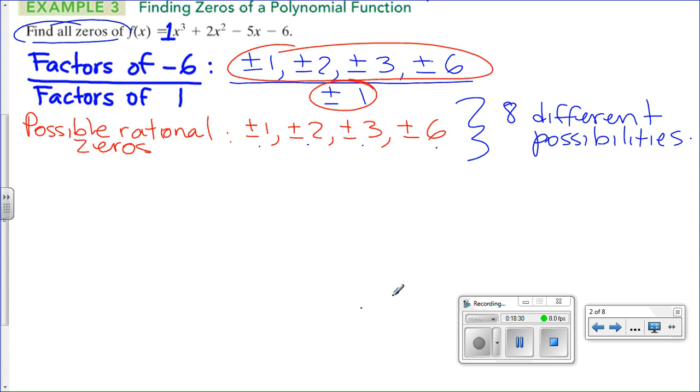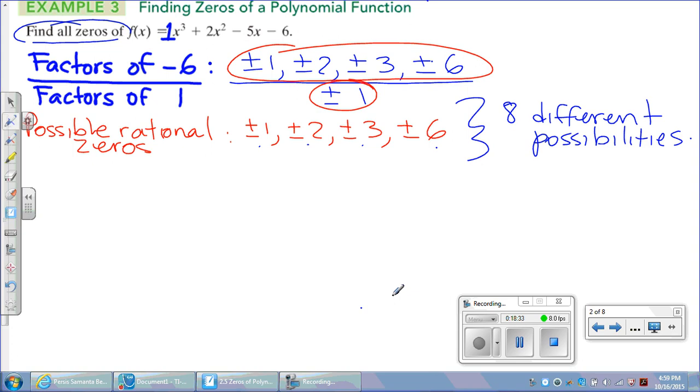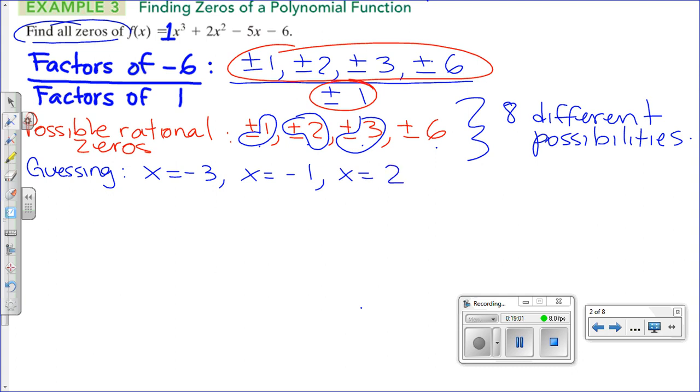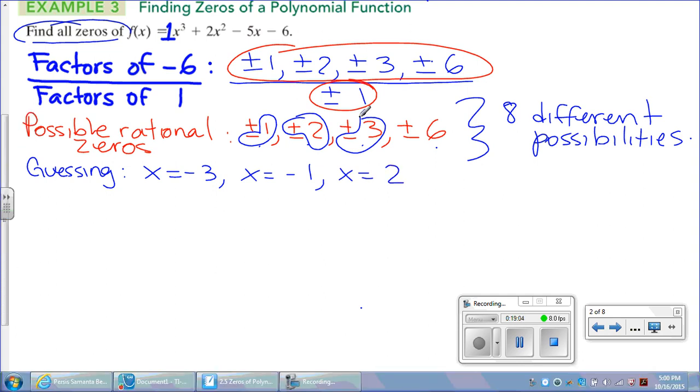So from here, we're going to take -3, -1, and +2. So we're guessing, remember, this is an educated guess, that our zeros are x equals -3, x is equal to -1, and x is equal to 2. However, for this class, you are required to prove that those are in fact the zeros. Graphing it on the graphing calculator is not going to be enough.